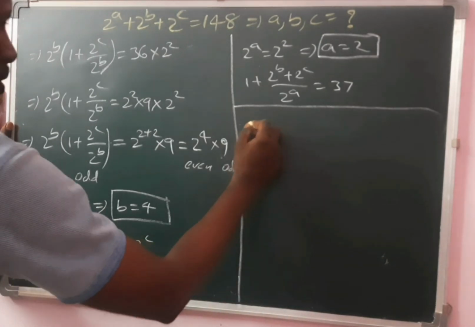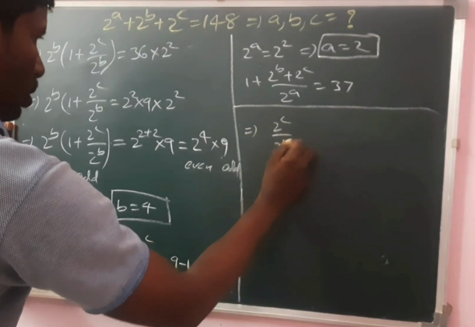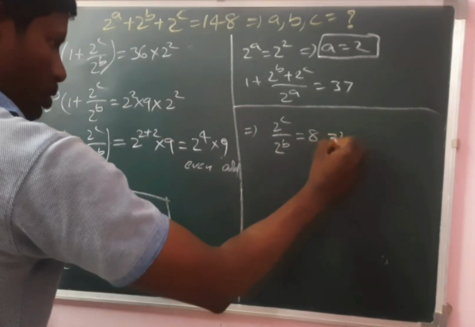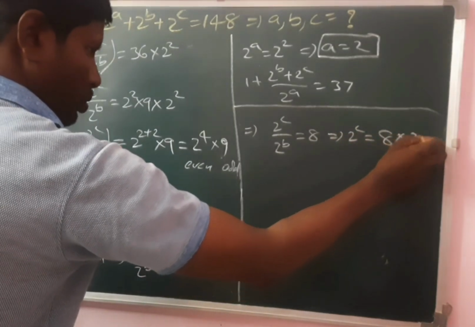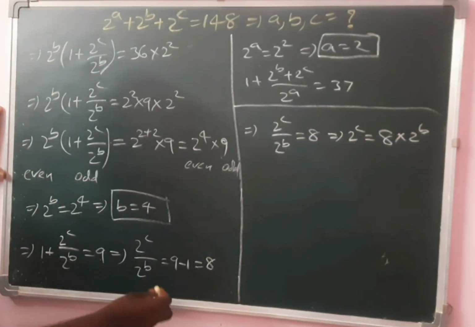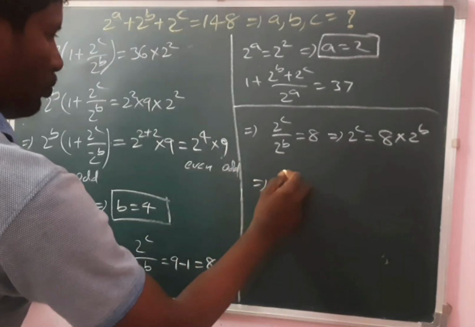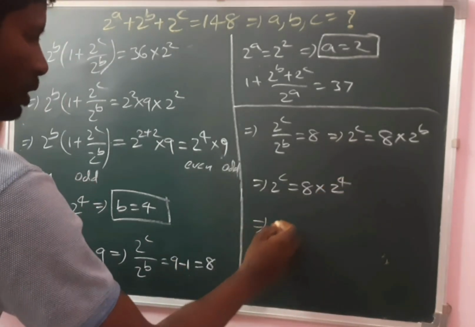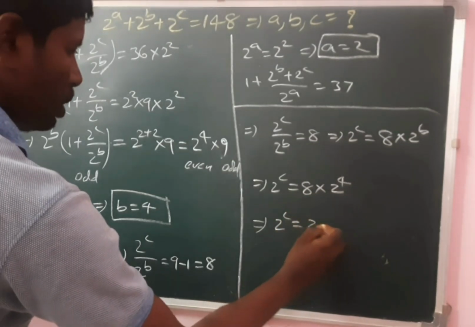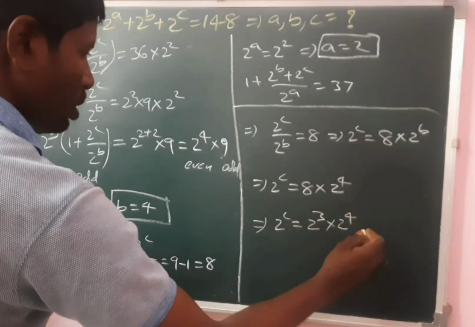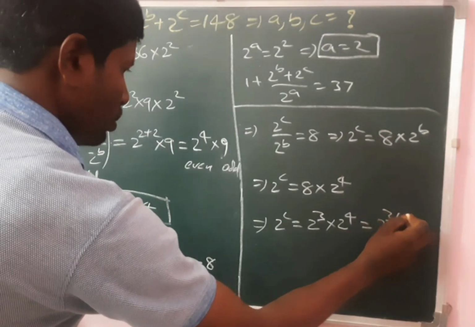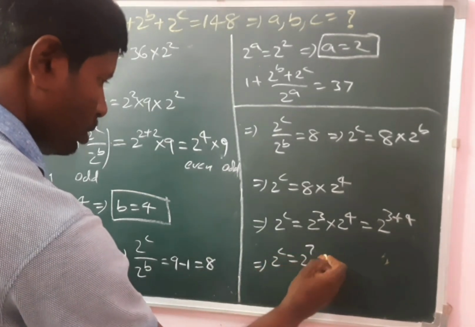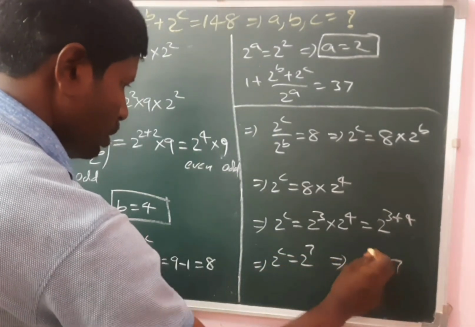సో ఇప్పుడు ఏ విధంగా రాద్దాం, 2 to the power of c బై 2 to the power of b ఈజ్ ఈక్వల్స్ టు 8. కానీ 2 to the power of b ఇక్కడ డివైడ్ చేస్తుంది, అటు వెళ్తే మల్టిప్లై చేస్తుంది. సో 2 to the power of c ఈజ్ ఈక్వల్స్ టు 8 ఇంటూ 2 to the power of b. కానీ ఇక్కడ b అంటే 4 కదా. సో 2 to the power of c ఈజ్ ఈక్వల్స్ టు 8 ఇంటూ 2 to the power of 4. సో ఇప్పుడు ఈ 8ని 2 to the power of 3గా రాసుకోవచ్చు కదా. సో 2 to the power of 3 ఇంటూ 2 to the power of 4, దట్ ఈస్ ఈక్వల్స్ టు 2 to the power of 3 plus 4. సో 2 to the power of c ఈజ్ ఈక్వల్స్ టు 2 to the power of 7. Then c is equals to 7.